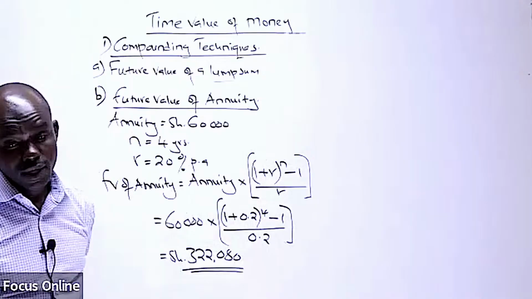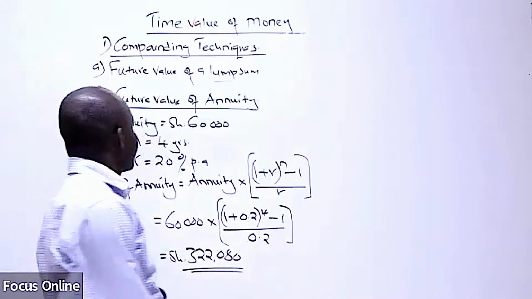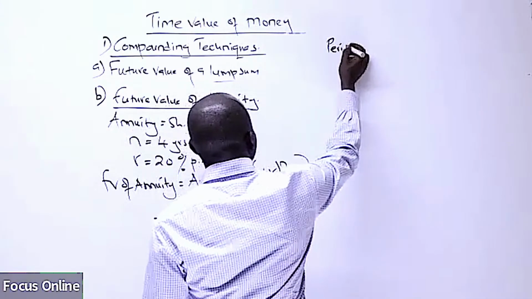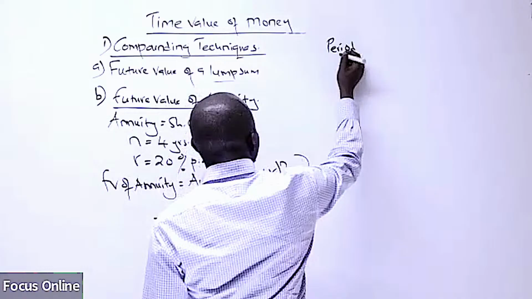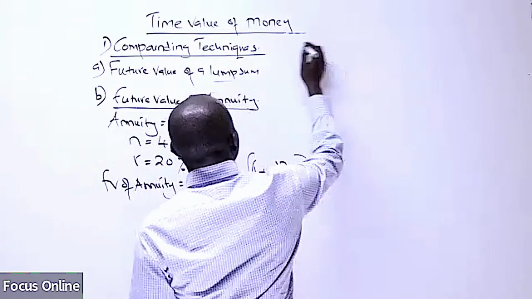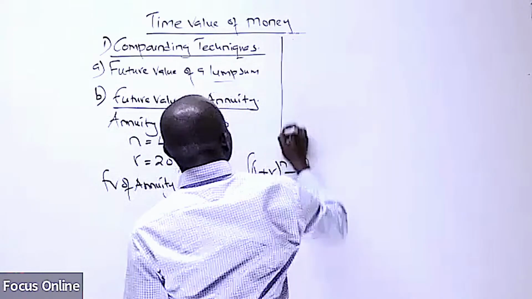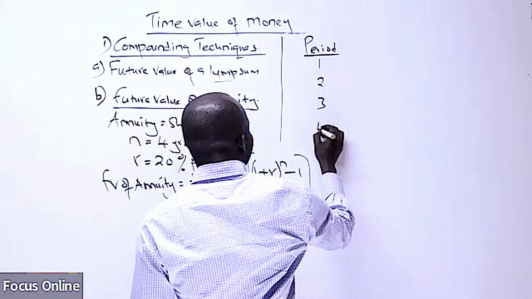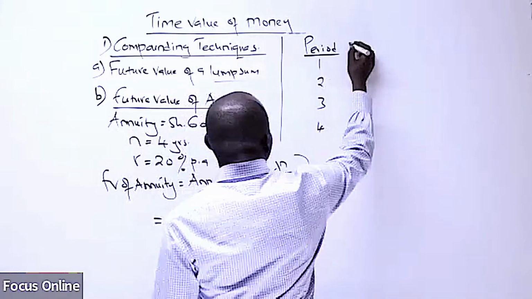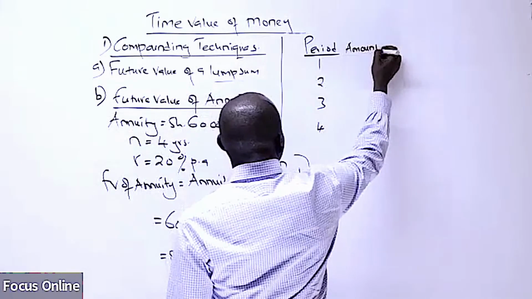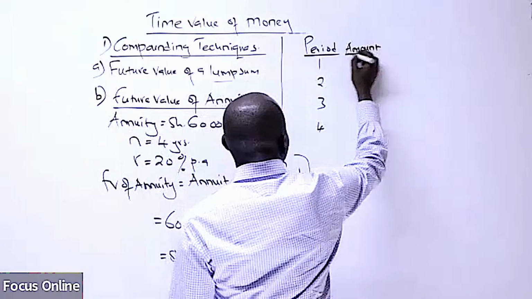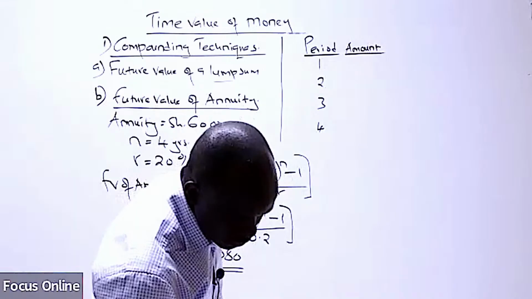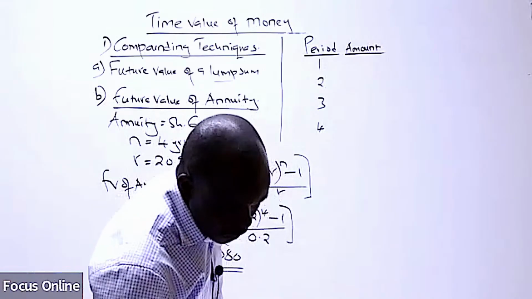Now, there is another way of doing this question. So this is now, you say period, 1, 2, 3, 4, annuity or amount. Remember, this person is investing 60,000 at the end of each period.